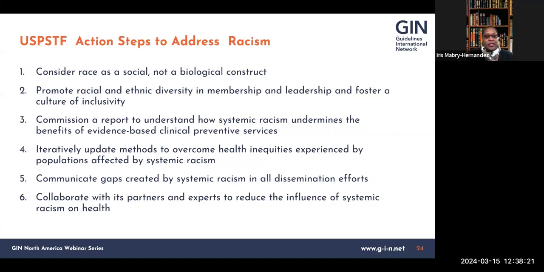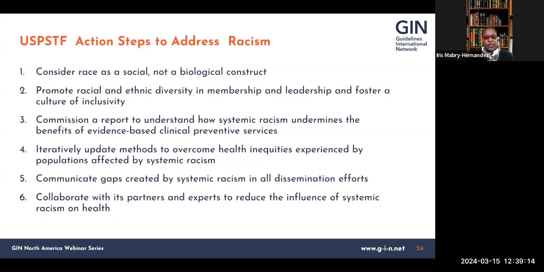I want to highlight some action steps that the task force developed to address racism. This was published in their JAMA Viewpoint, which Jim mentioned earlier in the presentation, and it serves as a roadmap for the task force. Number one, to consider race as a social and not a biological construct. Number two, to promote racial and ethnic diversity in membership and leadership, and foster a culture of inclusivity. Number three, the task force commissioned a report to understand how systemic racism undermines the benefits of evidence-based medical preventive services. Again, that was mentioned earlier in the presentation.